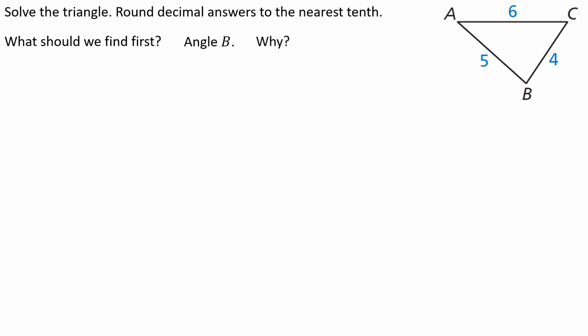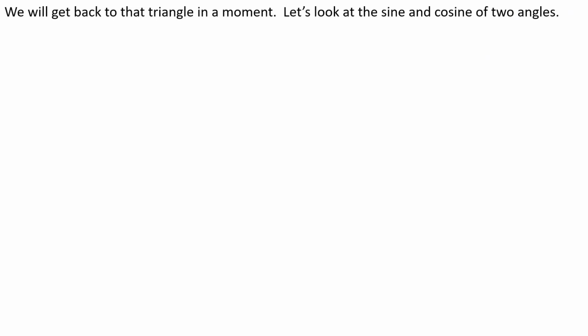Oh, somebody wants to know why angle B? Why should we look for angle B first? Notice that angle B will be the largest angle because it's across from the longest side, right? The longest side has a length of 6, and that's opposite angle B, right? So, for just a moment, let's look at what happens when we're greater than 90 and less than 90.